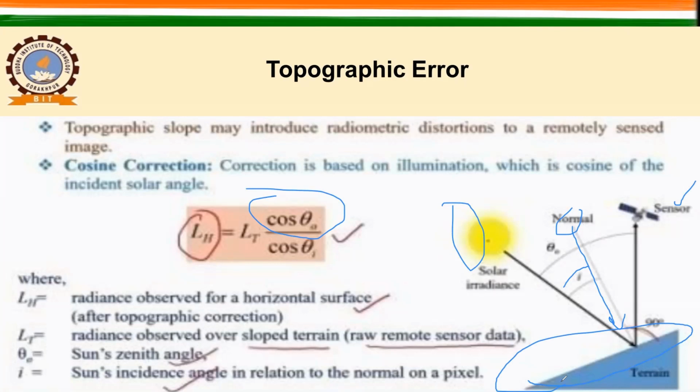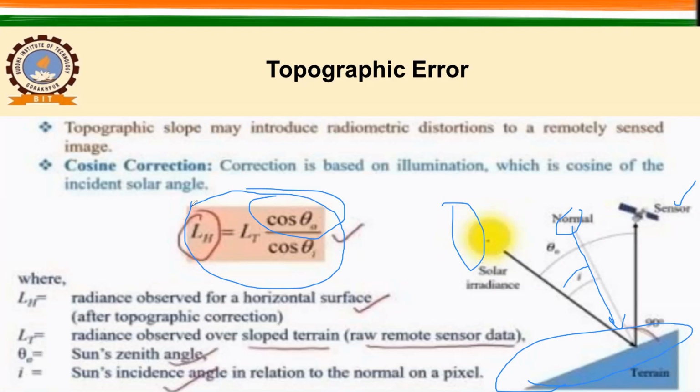So how do we remove this slope angle effect on the images? For that we use this formula, which is an empirical formula that we have derived. Whatever equation I am showing here includes pixel level calculation. Here LH is the radiance observed for a horizontal surface.